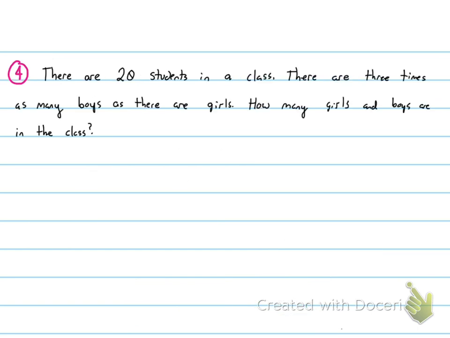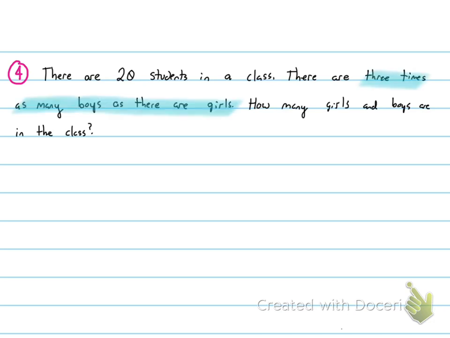Now the last problem we're going to look at is going to be a word problem. So again, where substitution can get helpful here is when I have to make my own equations. So there are 20 students in a class. There are 3 times as many boys as there are girls. How many girls and boys are in the class? So I'm going to make 2 equations because, again, there's 2 unknowns. I want to know how many boys and how many girls.